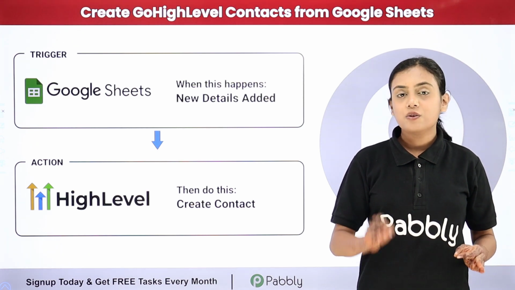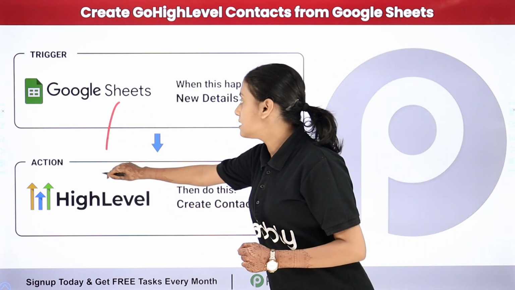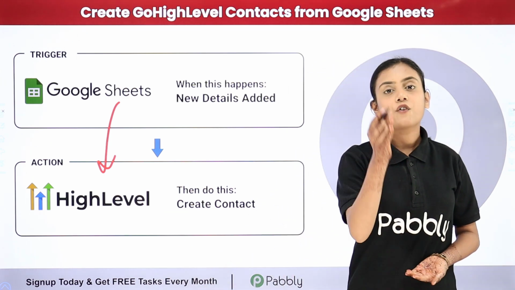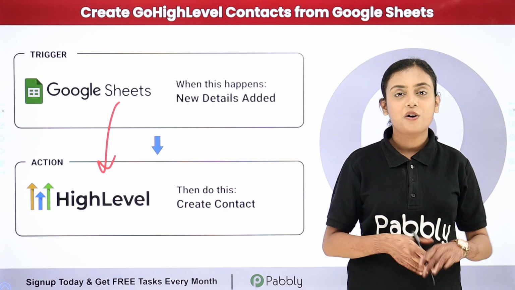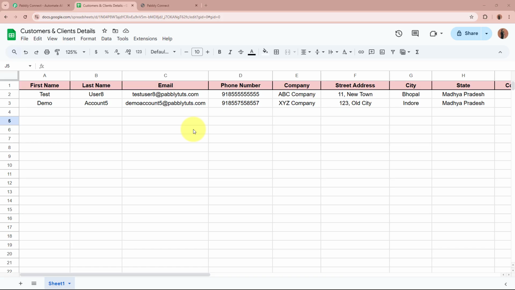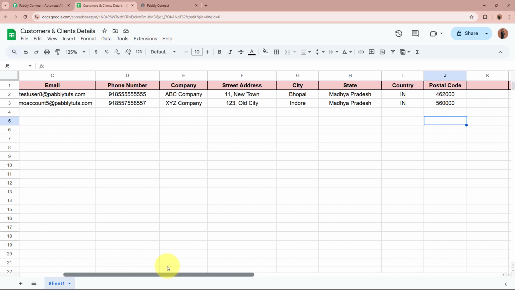And in this automation, we are going to create a connection between Google Sheets and GoHighLevel with the help of it. So if you also want to learn about this amazing automation step by step, then let me take you all to my screen. In this video, we're going to learn how to create GoHighLevel contact from Google Sheets. So as an owner of a marketing consultancy business, I use Google Sheets to collect and organize my clients' and my leads' details in this similar manner.